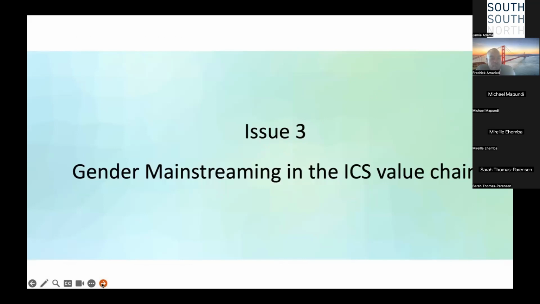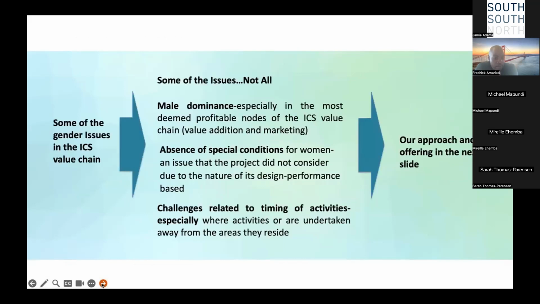Then issues of gender mainstreaming in the value chain. Next slide, Sarah. I think issues that came up, we see this as a slightly male-dominated field, but I promise you the picture in Kenya says something else. But this is mostly in what we call the most profitable nodes of the value chain. So there's the value addition bit and the marketing bit.